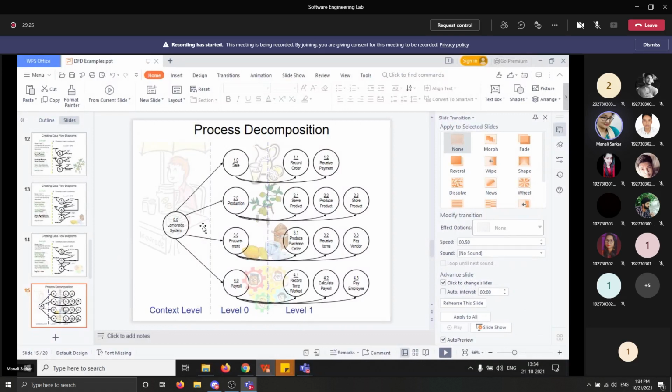So at the context level, only one entity was there. In level 0, you see 4 entities, and it is again further subdivided. So in level 1, many entities are there. So this is the flow, or process decomposition, of DFD.